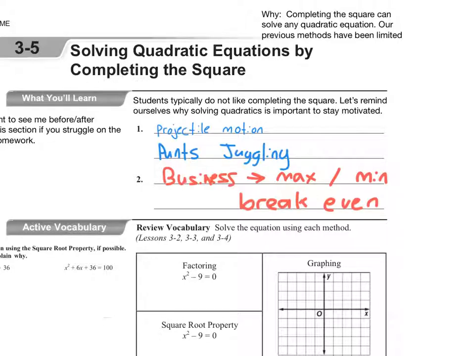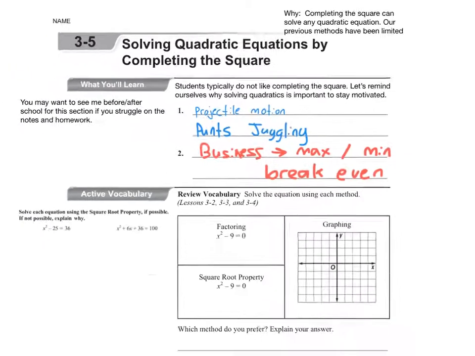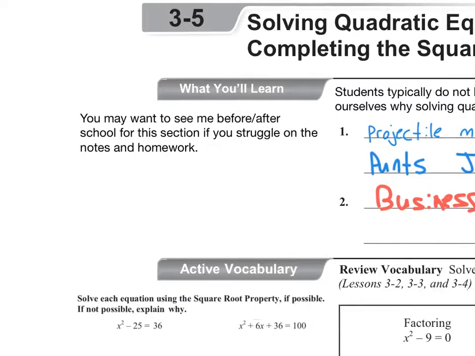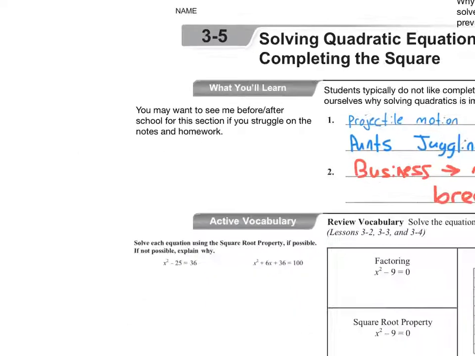All right, so that's just to keep you motivated, because when people get to completing the square, they typically want to quit and zone out. Now if you struggle with this section, in the notes and the homework, you could rewatch this video or come see me for help, because it's not too bad. It's just when you only spend a little bit of time, it can get a little tricky.